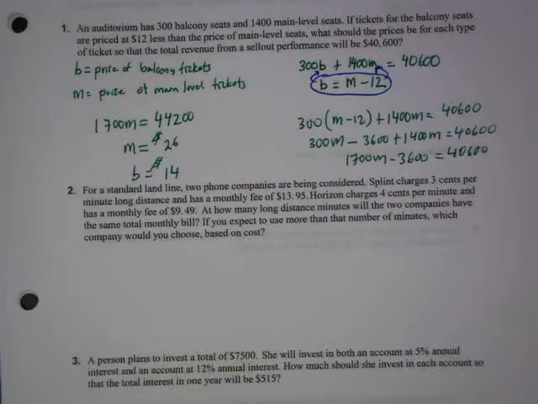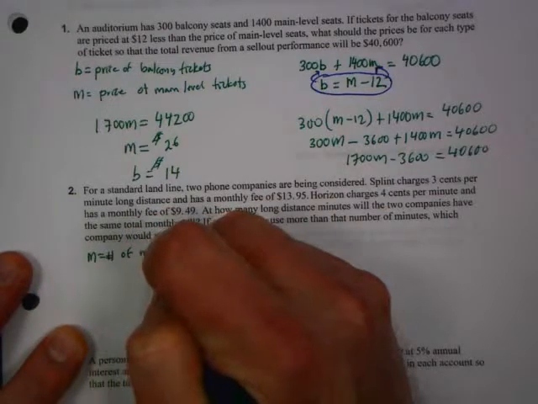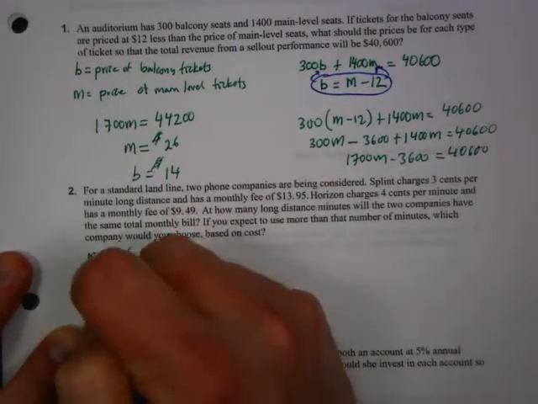When we get all done, what are we looking for? The prices, that's true. What else are we looking for? Somewhere in there it says how many minutes can you use. So we want information about the minutes and we want information about the price. I think those are our 2 variables really. So I would use M is number of minutes and P is price.